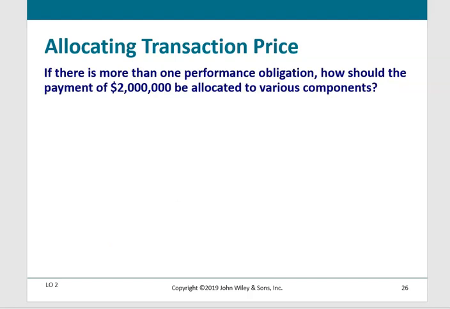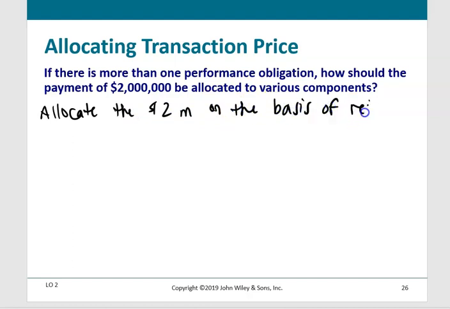If there is more than one performance obligation, and we just saw that there is more than one, there are 3, how should the payment of $2 million or the receipt by Handler Company be allocated to the various components? Well, we need to allocate $2 million. What's our rule? On the basis of relative fair values of the standalone selling prices.